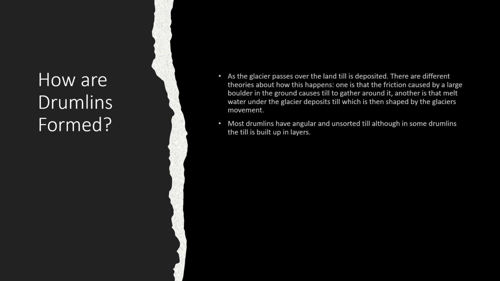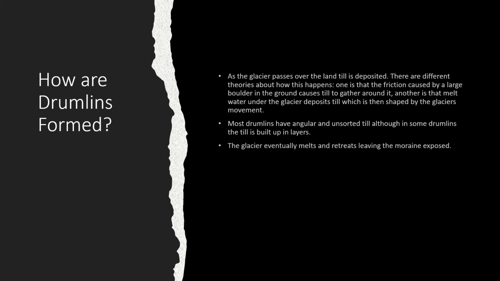They have angular and unsorted structures, and that seems to imply that the till, the rocky material that makes up the drumlin, has been deposited in one go. It's kind of been dumped there over a shorter period of time, and certainly not using the power of water underneath the glacier to deposit that till in nice, evenly ordered layers.